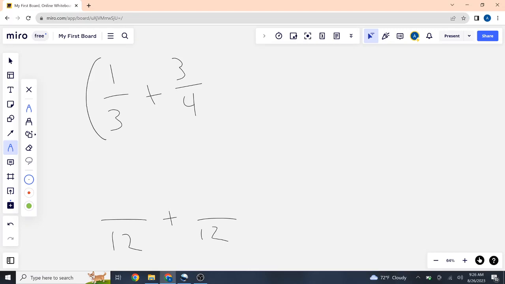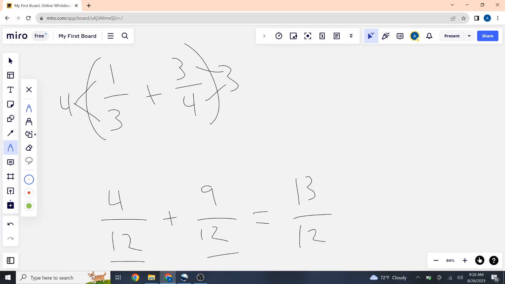Now with this fraction, we need to multiply it by 4, because 4 times 3 gives us 12 down here. So then 4 times 1 will equal 4. And then with this side here, we need to multiply it by 3, because 3 times 4 equals 12. So 3 times 3 equals 9. And now we have a new equation of 4/12 plus 9/12. Well, that's going to give us 13/12. And it can be that simple. It can be that quick.